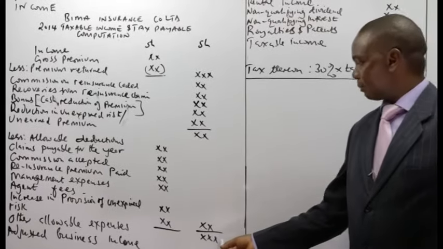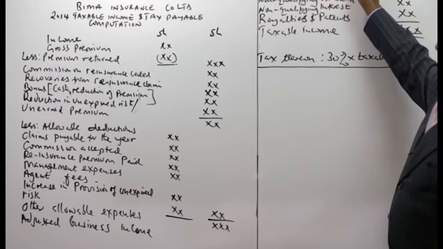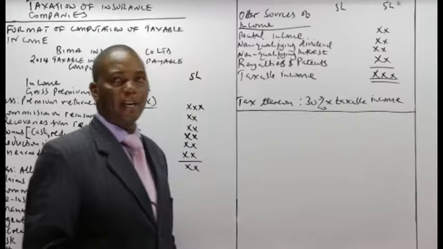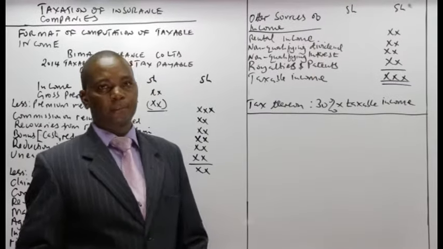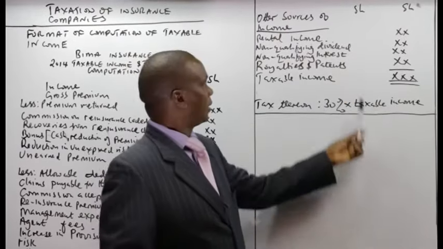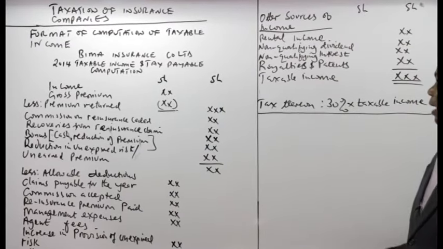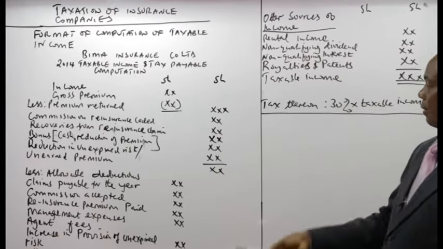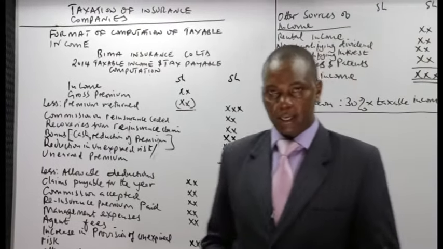Now, once we have this adjusted business income, we will bring in other sources of income. The insurance companies could engage in rental activities where they earn rental income. So the rental income will be added. They can engage in investment activities where they earn non-qualifying dividends. We also have non-qualifying interest. That would be added to our adjusted business income. And then we would have royalties and patents, also taxable. So that added to our adjusted business income will give us the taxable income for the business.